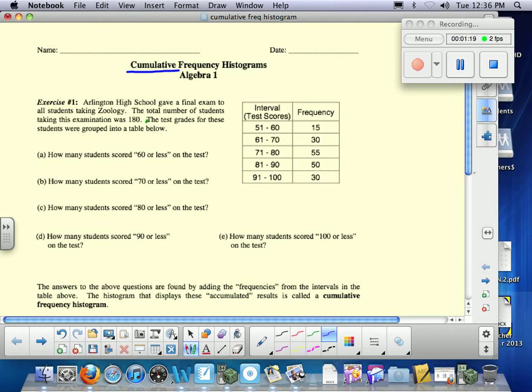And it's a histogram, so the bars are still going to touch. We're still thinking about things flowing smoothly from one interval into the next. I love this first example because I think it's the best way in the world to explain how to make a cumulative frequency histogram. So let's jump right in.